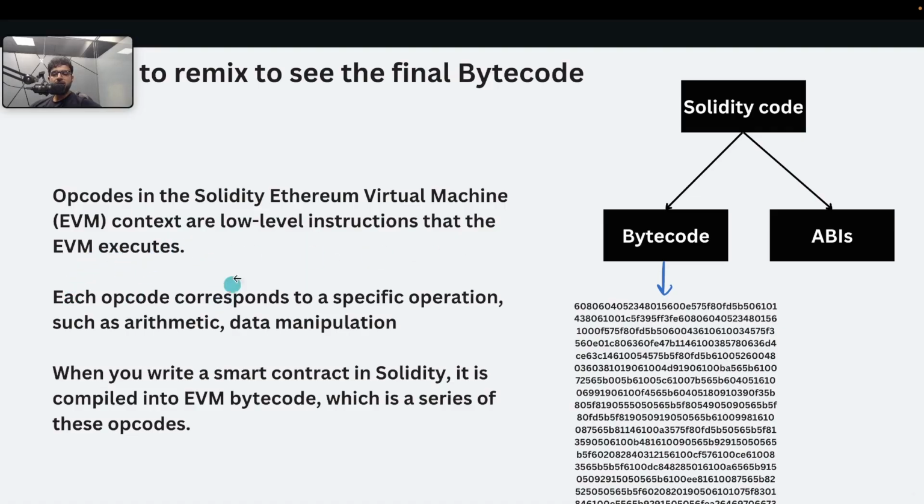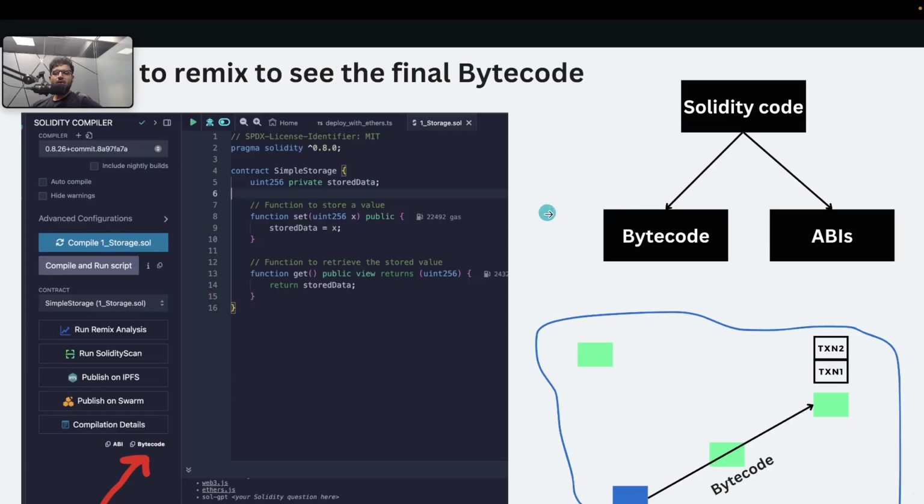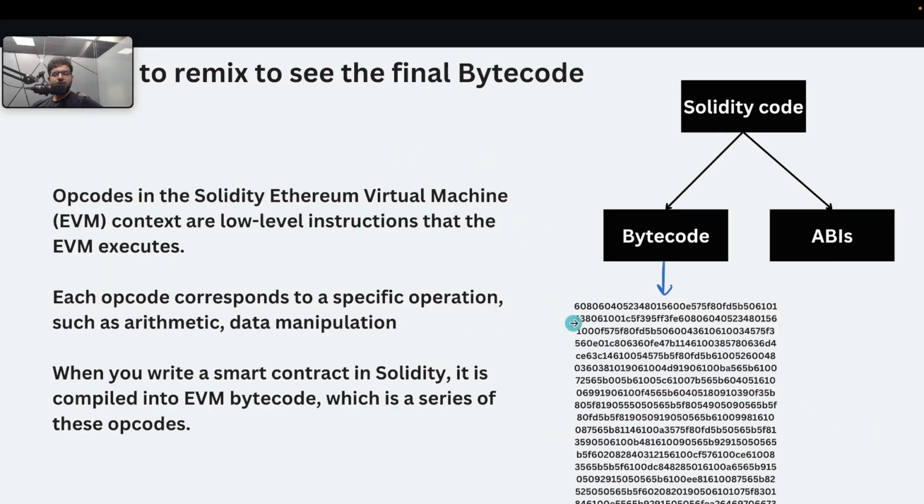Each opcode corresponds to a specific operation such as arithmetic, data manipulation. What is arithmetic? कि a plus b कर दो. What is data manipulation? कि change the value of a to something else, some variable to something else. Each one of these opcodes is how your arithmetic is actually happening. इनमें से one of these opcodes is add. Add means कि भाई इन दोनों numbers को add कर दो. तो whatever high level code that you're writing over here is actually getting converted into a bunch of opcodes.